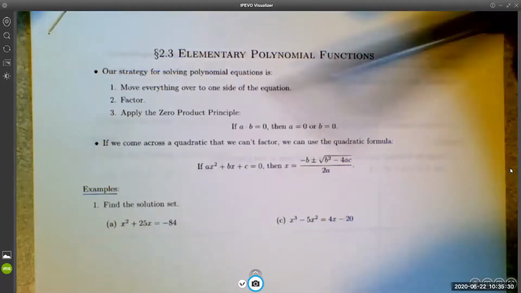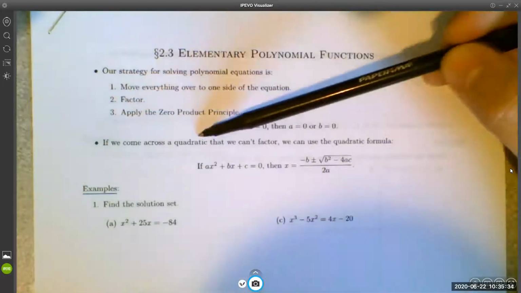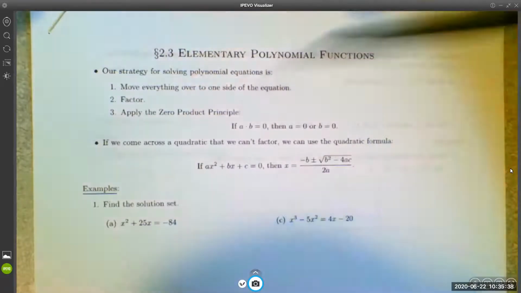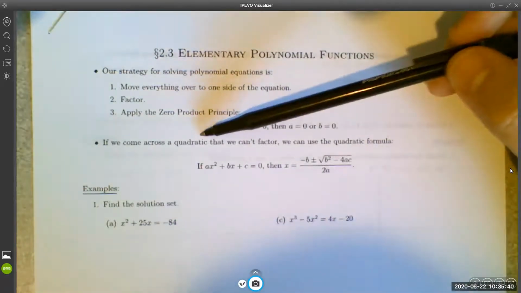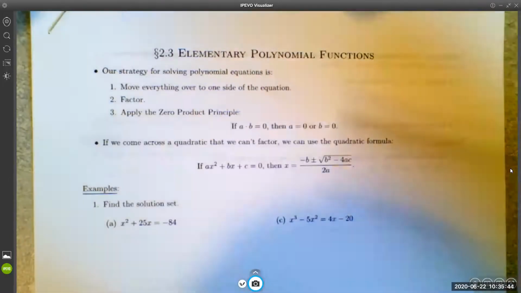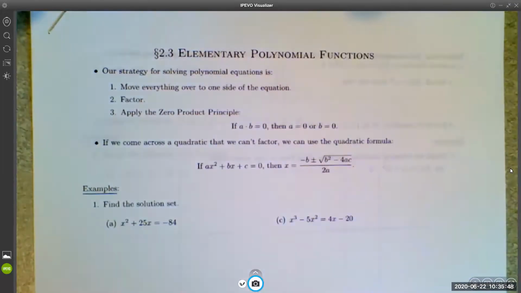right? If we are dealing with a quadratic, right? So a quadratic is just a polynomial function that has degree 2, right? So if we come across a quadratic and we can't factor it, then we can always just use the quadratic formula, right? So let's practice.